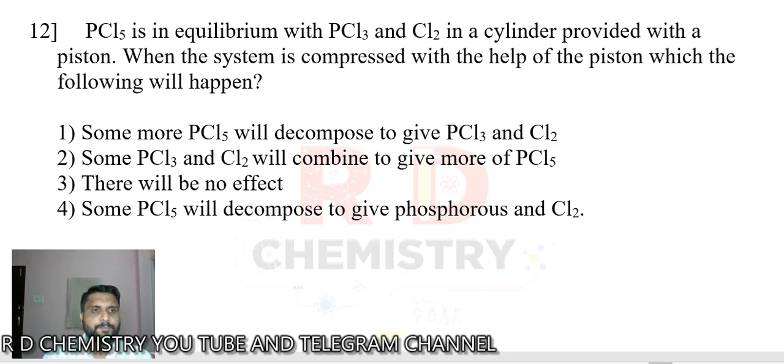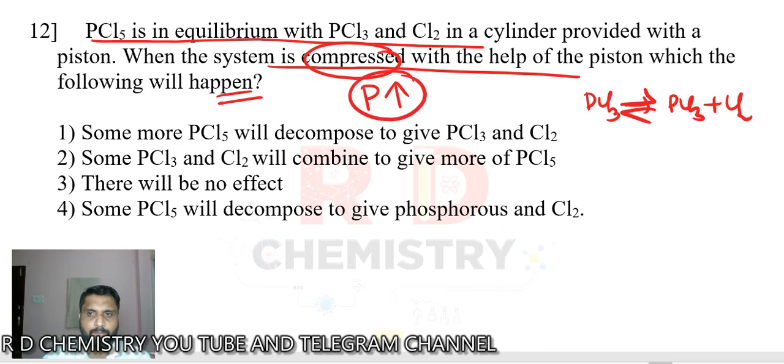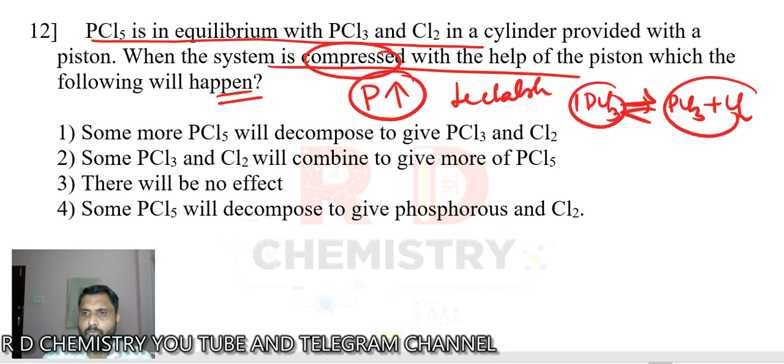Question number 12. PCl5 is in equilibrium with PCl3 and Cl2. PCl5 will decompose to give PCl3 and Cl2, which is there in the equilibrium system. When the system is compressed with the help of a piston, what will happen? The pressure will increase. Since it is an equilibrium condition, you bring in Le Chatelier's principle. Here there is 1 mole on one side and 2 moles on the other. The more the number of moles, the more the pressure. So the product side pressure is more and the reactant side pressure is comparatively less.